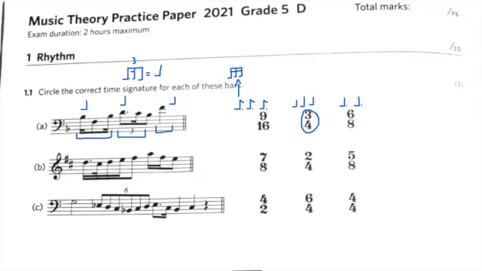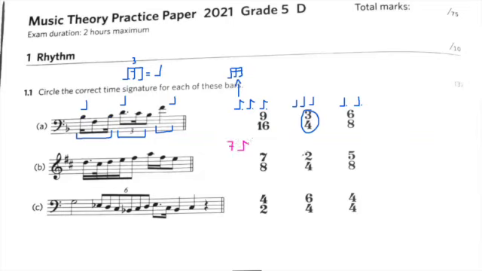For the next question, we have 7/8, 2/4, and 5/8. So there are a few ways of going about this. Because 7/8, we can't actually figure out the groupings of it because there are many different versions of it. So you could literally just count the quavers in this instance and count them as 7 of these quavers.